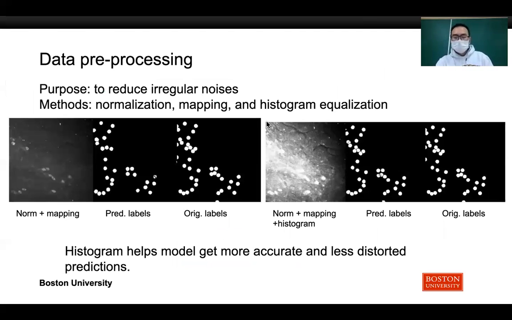Before we can train these networks, we have to do some pre-processing on the data, mainly because there are some irregular noises that we've seen. We did this with basic image processing techniques such as normalization, mapping to grayscale, and histogram equalization. These images show that before histogram equalization, the images are dull and low contrast, and it's difficult to see the entirety of the neurons. After applying histogram equalization, the images are less distorted, and we also saw that we get better accuracy in our model.